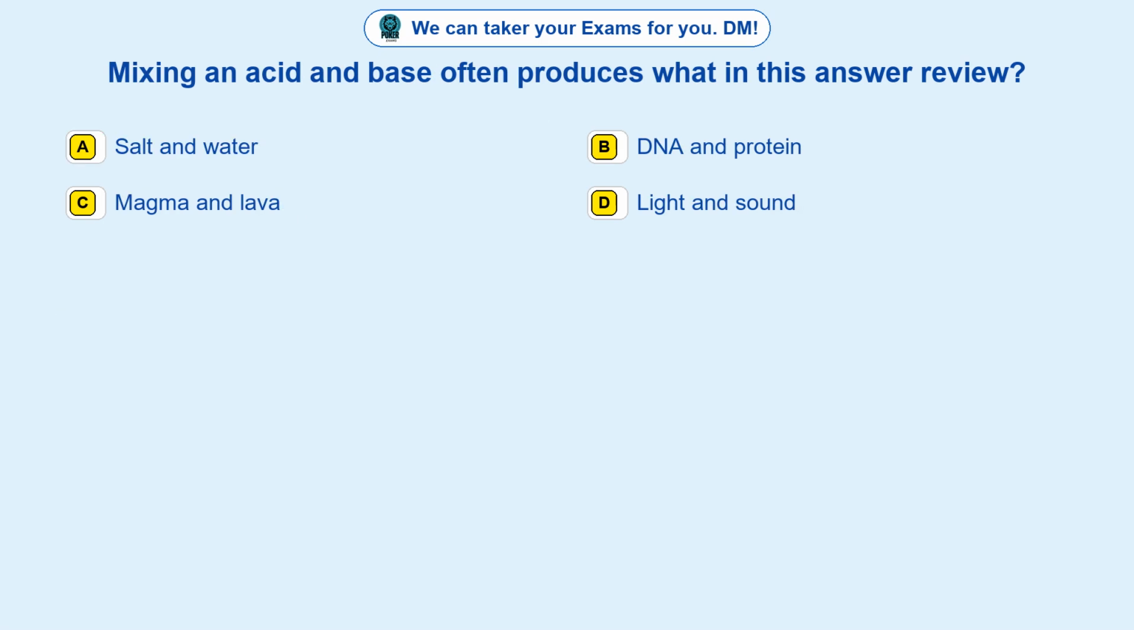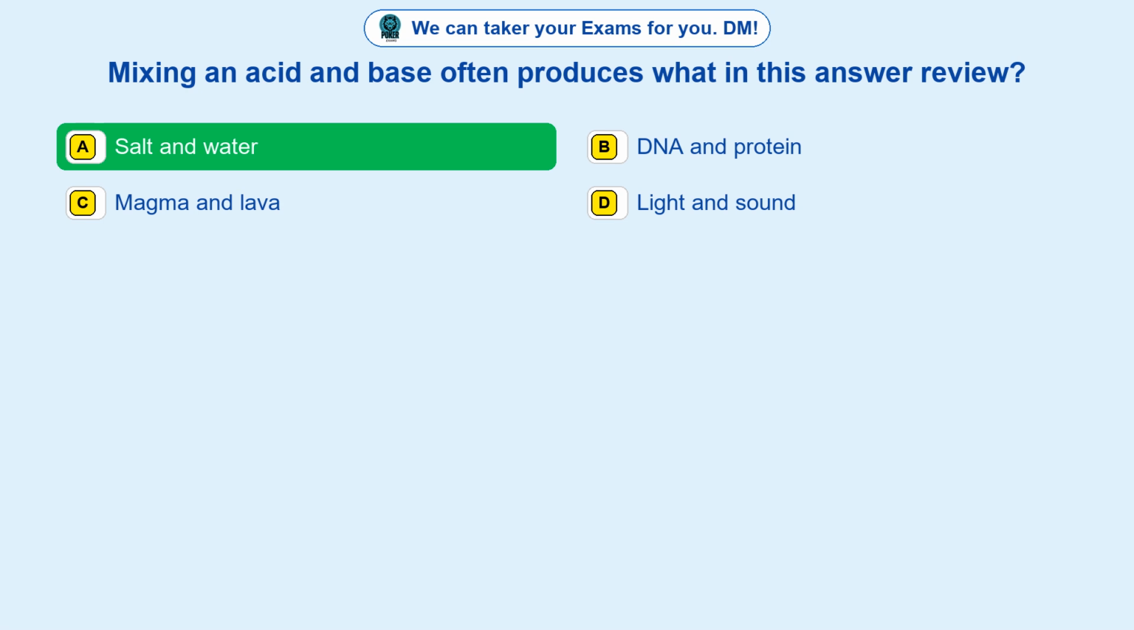Question 38. Mixing an acid and base often produces what in this answer review? Option A, salt and water. Option B, DNA and protein. Option C, magma and lava. Option D, light and sound. The correct answer is option A, salt and water.